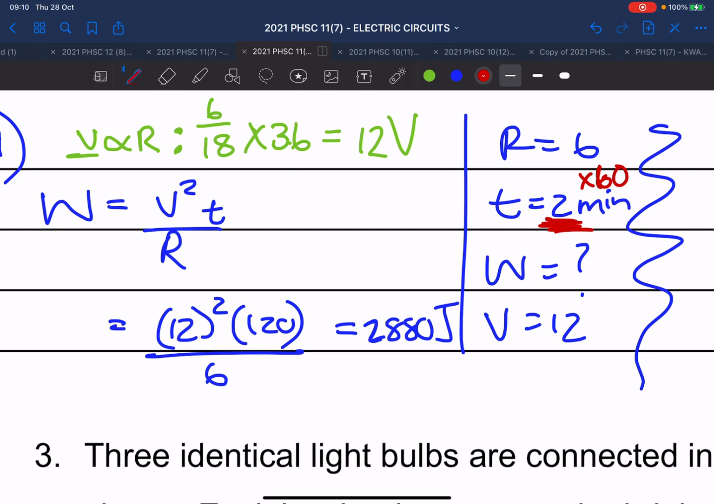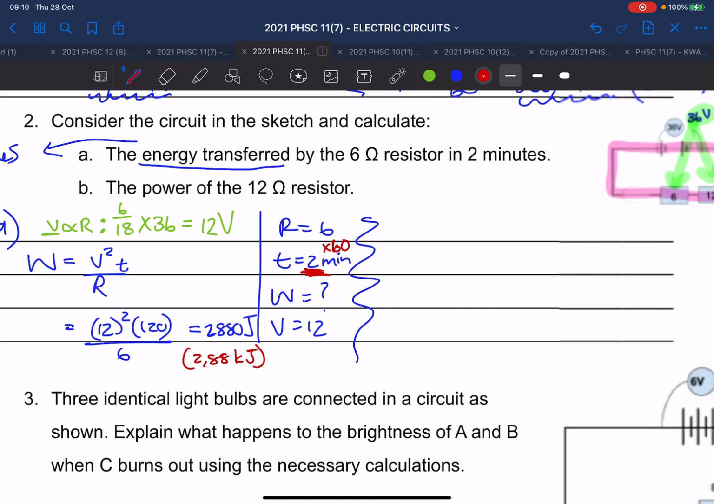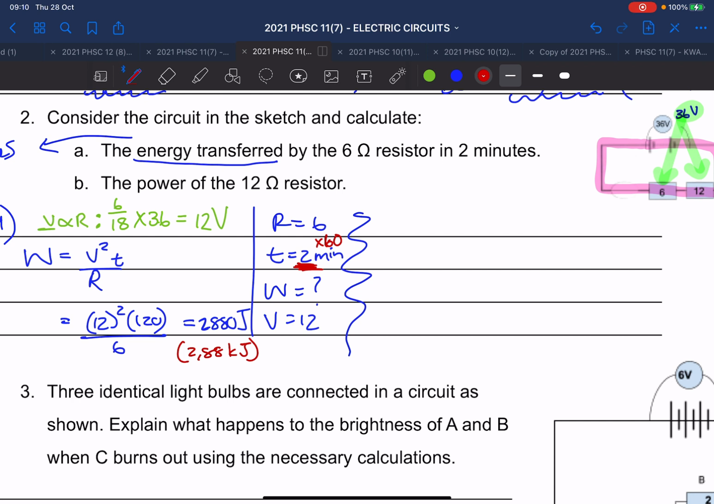It's the same thing. Joules to kilojoules, meters to kilometers, milliliters to liters. Same thing. You divide by 1,000. 2,88 kilojoules. Right. Then they ask, calculate the power of the 12 ohm resistor. What is the symbol for power?